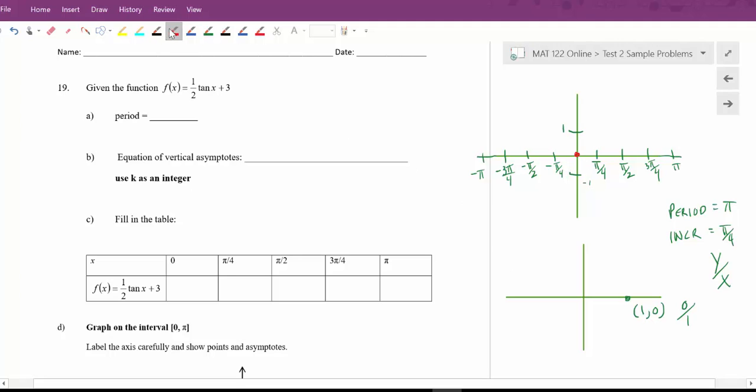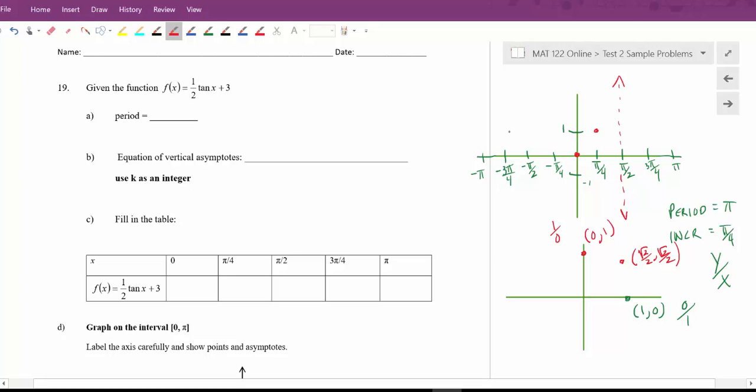If you go to pi over 4, which is 45 degrees, you're looking at the point on the unit circle, root 2 over 2, root 2 over 2. Tangent is y over x, so that's 1. So you're going to have a point of 1 like that. If you go to pi over 2, you're looking at the point (0, 1). Y over x in this case is undefined. So remember, we had a vertical asymptote at that point.